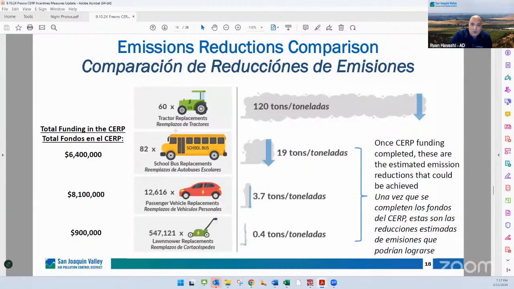And then for lawnmowers, 547,121 gets you 0.4 tons of emission reductions.